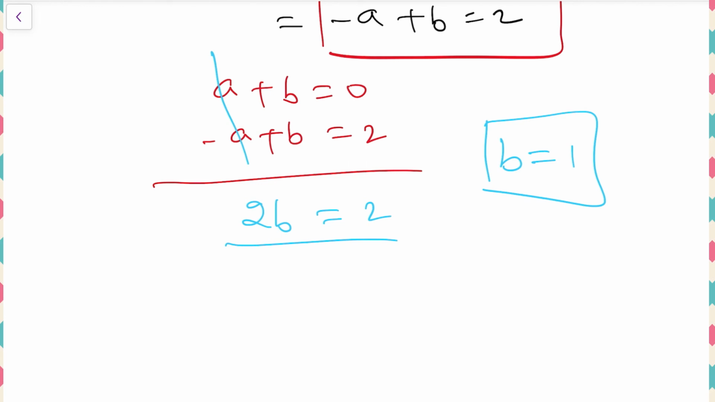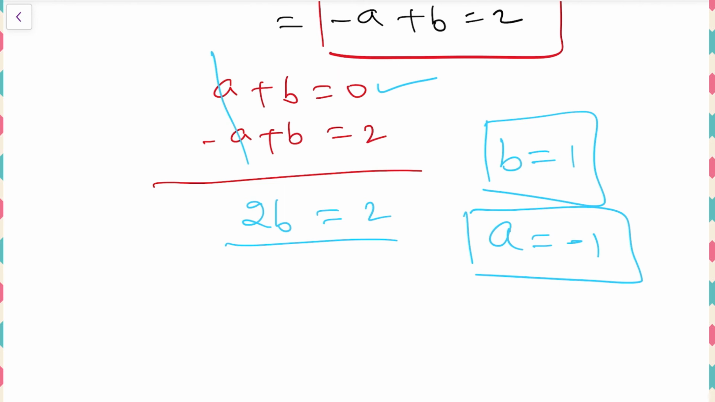This b value we need to substitute in any one of the equations. I am substituting in the first equation. Then we will get the a value as minus 1. A value minus 1 and b value plus 1. Whereas in the first case we got the a value as well as the b value both as 1, in this case we are getting the a value as minus 1 and the b value as plus 1.